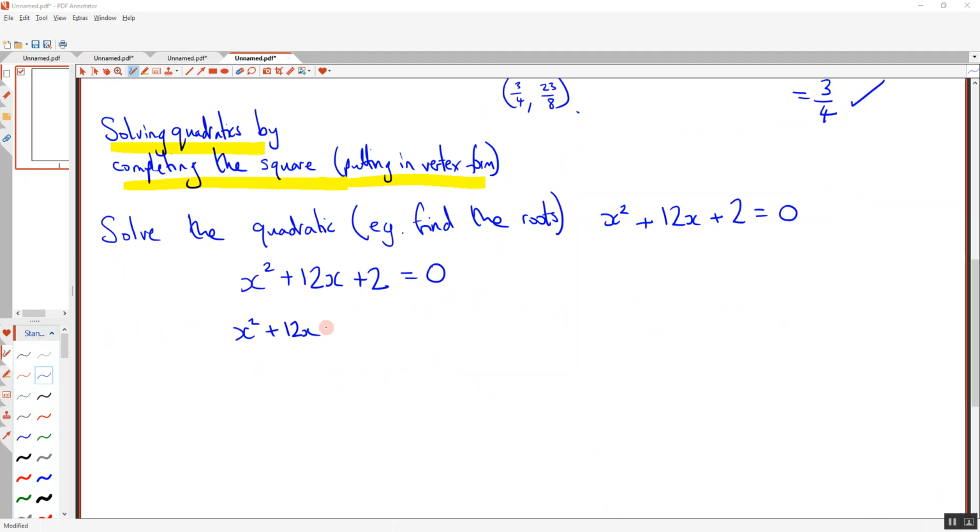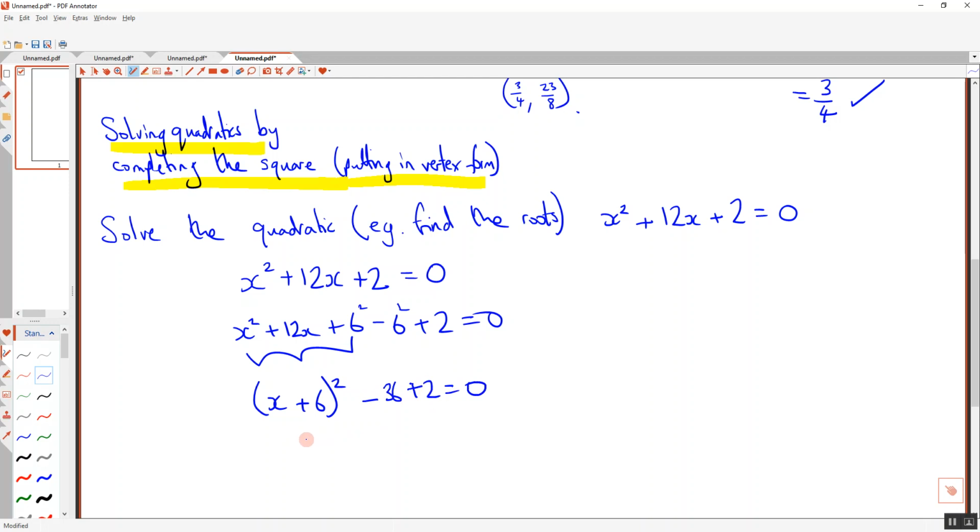What's half the middle term? Subtract it off again. The first three terms are going to collapse into x plus half the middle term squared. There we go. Thank you, Jesse. So this becomes minus 36 plus 2. So I get x plus 6 all squared minus 34 equals 0.